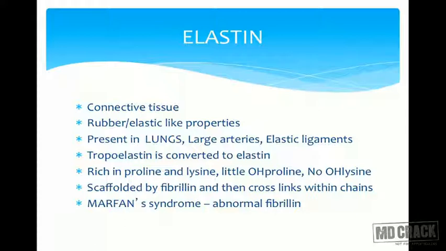Now this elastin is scaffolded. It doesn't form a quarter-staggered structure. It is mainly scaffolded, and it is also present in different layers. It is scaffolded by fibrillin, and then it forms crosslinks within the chains. One important disease caused by a problem with elastin is Marfan syndrome, where there is an abnormal fibrillin.